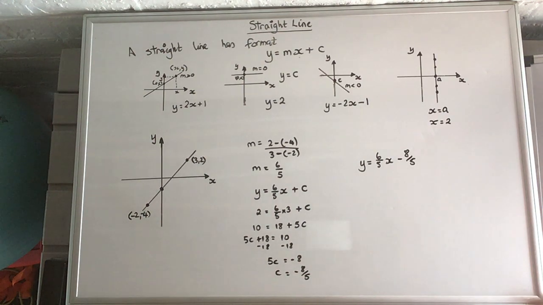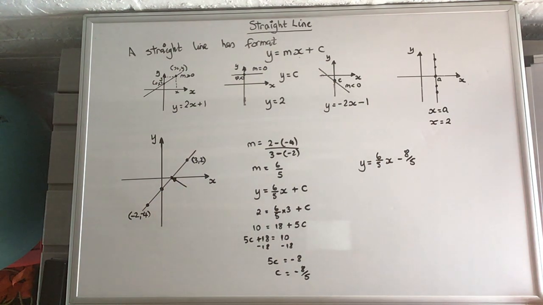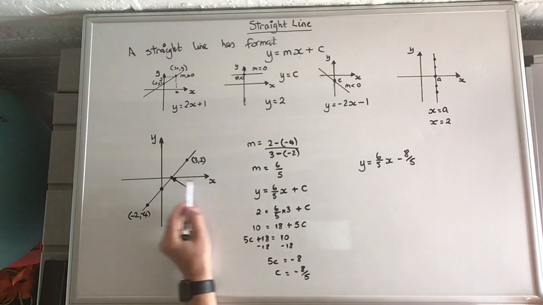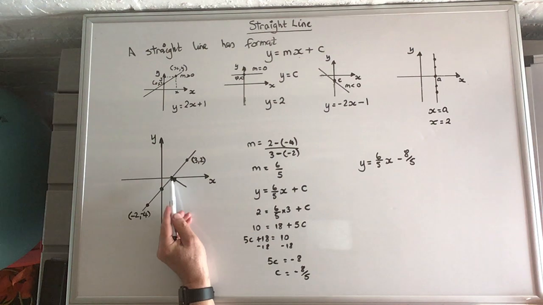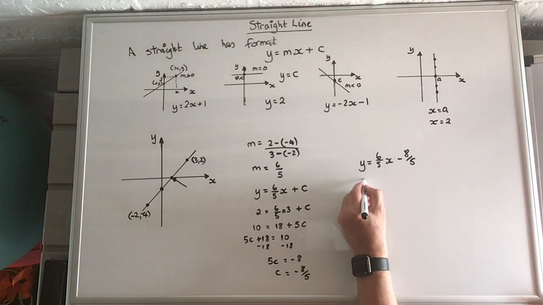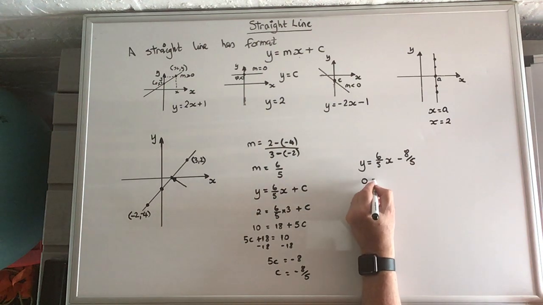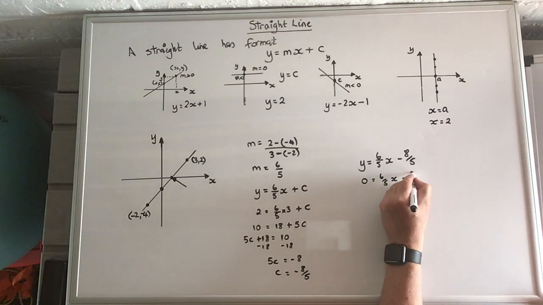Now, in this question, where does it cross here? The x-axis, this point here. What's that point there? Well, a wee bit of thinking needed. Well, on the x-axis, you should know that the y is 0. Anything along the x-axis, it'll be something, 0. So where y is 0, essentially what we've got is 0 is equal to 6 over 5 x minus 8 over 5.